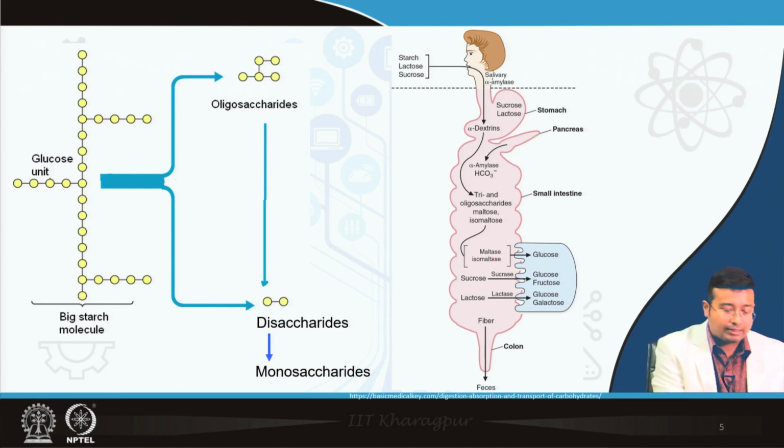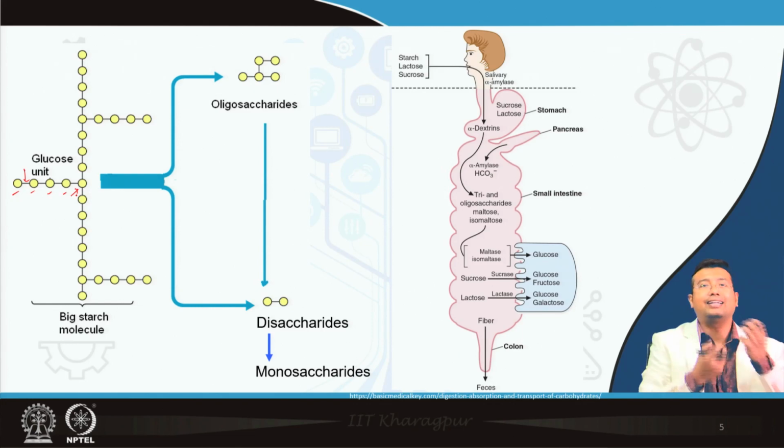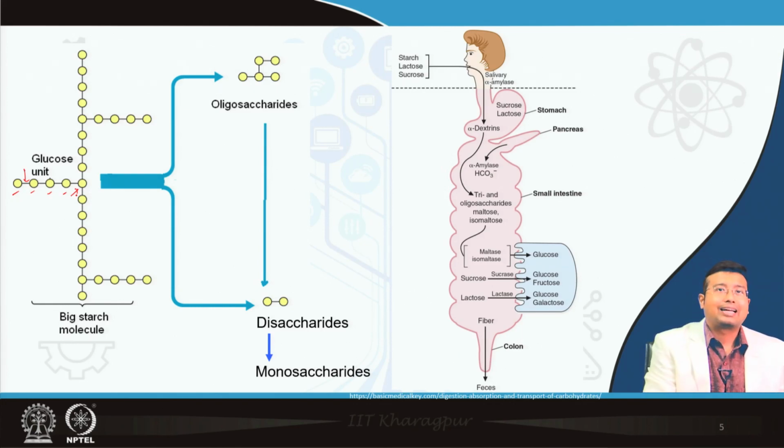So, glucose units, these are individual units of glucose that are connected by alpha 1,4 or alpha 1,6 linkages. So, this is a big starch molecule. For example, starch is a polysaccharide that we get in potato or rice, right, plant source. So, this can be broken down.